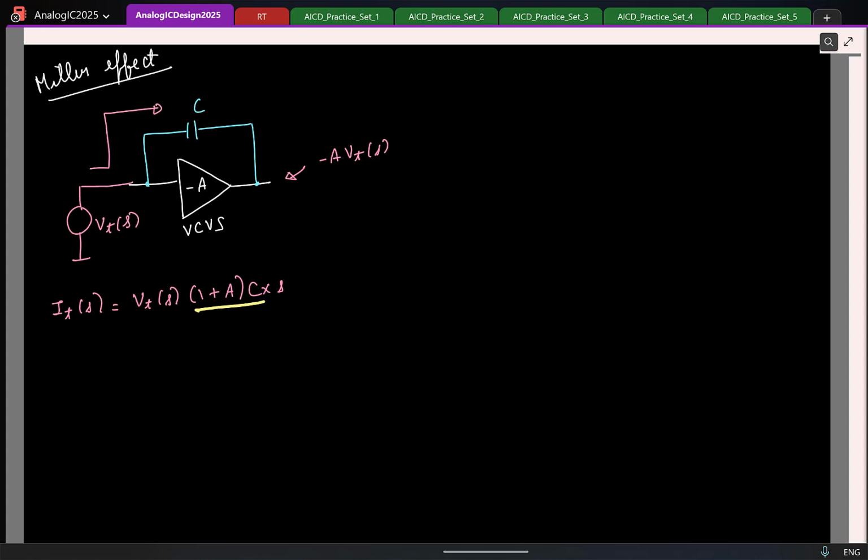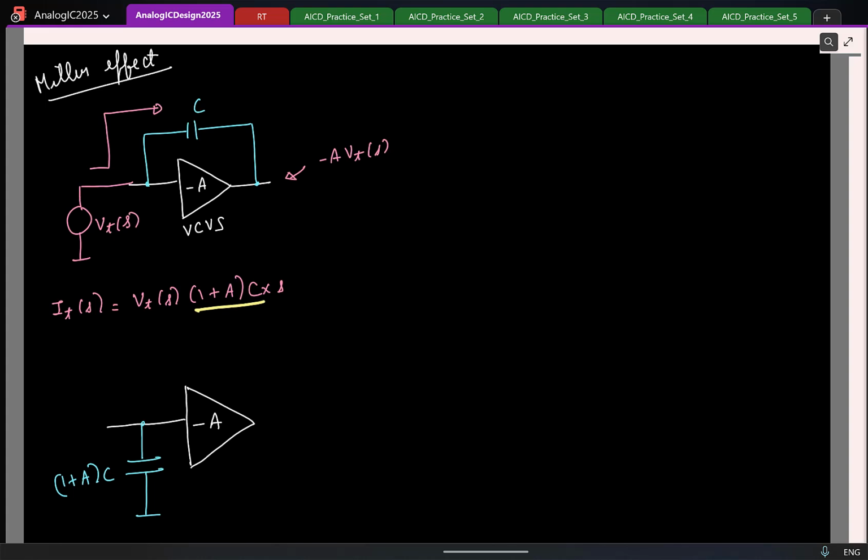Again, we saw it in the last class, I am quickly recapping. So I can do the following. Whenever I have a floating impedance like this, by floating impedance I mean both the terminals of that impedance are connected to some non-zero nodes, if I have a floating impedance connected across a voltage amplifier, I can reflect that impedance as a grounded impedance at the input side, and the value of the capacitance here is 1 plus A times C.